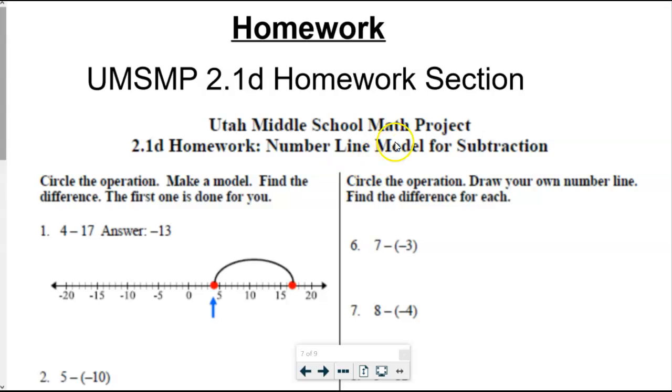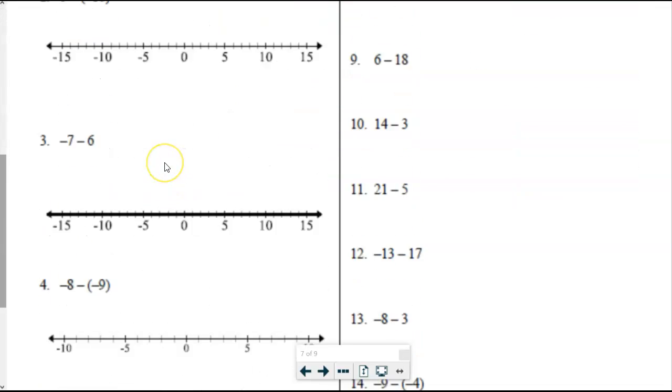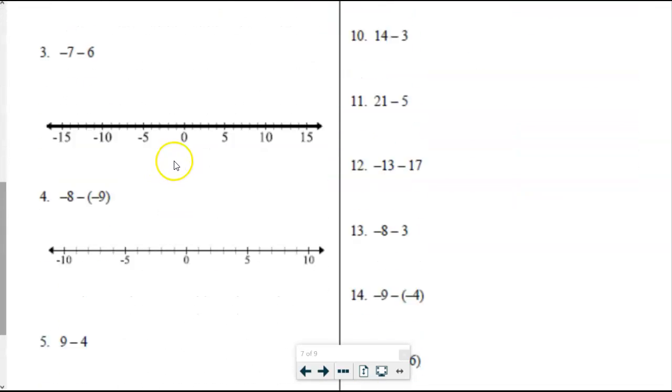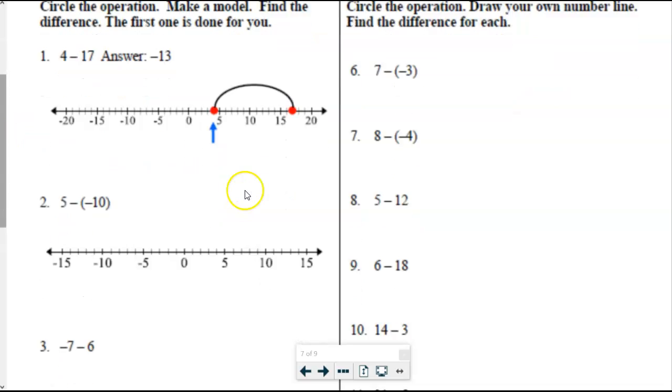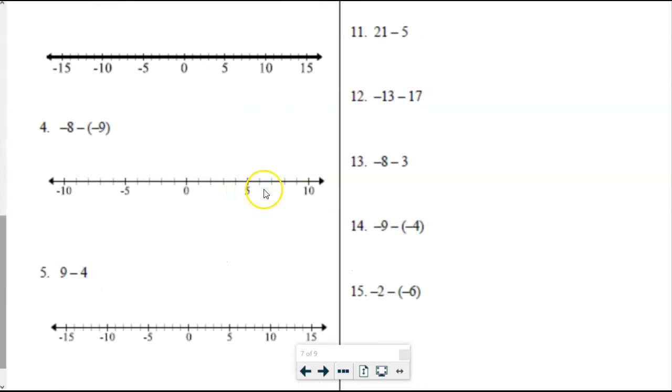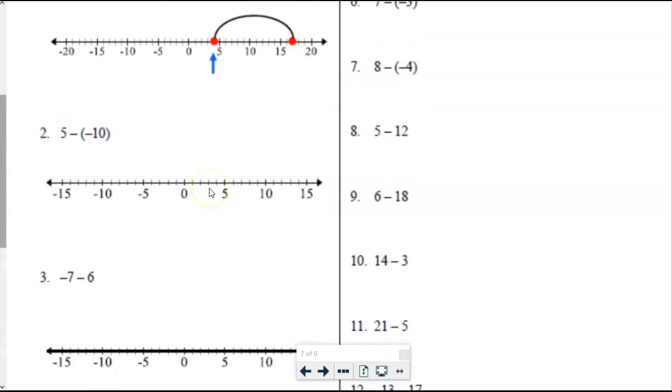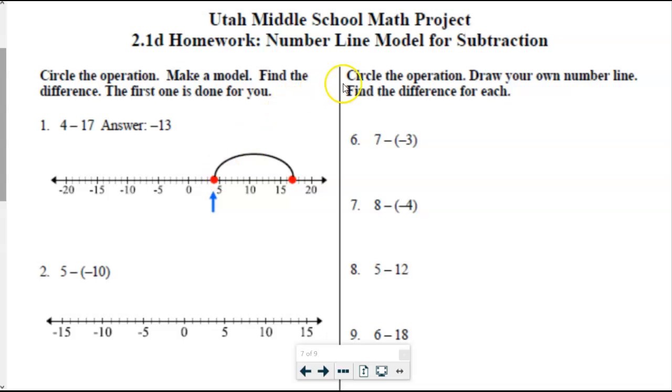And now let's talk about the homework. 2.1D, the homework section. Please look at 1 through 5. Do you see how 1 through 5 all have number lines for you? Makes it nice and easy. Do you see how number 1 is already even done for you? So on the left-hand side, all you really have to worry about is 2 through 5. Let's look at the right-hand side. It says, circle the operation. We're not surprised. We've been doing that the whole time.